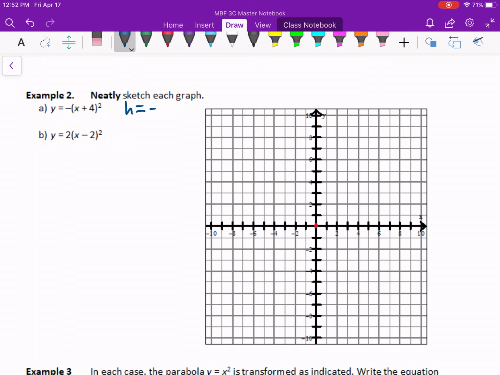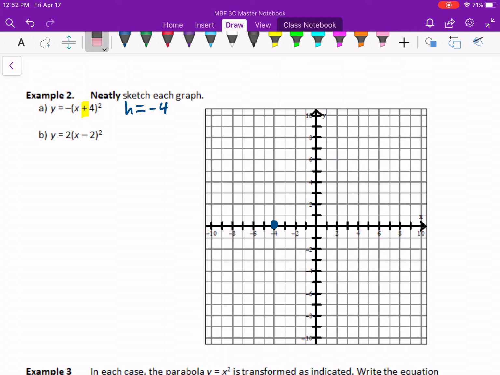The h value is actually -4. So when I look at this sign, I always change the sign, and I'm going to shift it left. So my h value is -4, and so my vertex is going to shift 4 to the left, and so it's no longer at the origin, it's now at -4, 0.